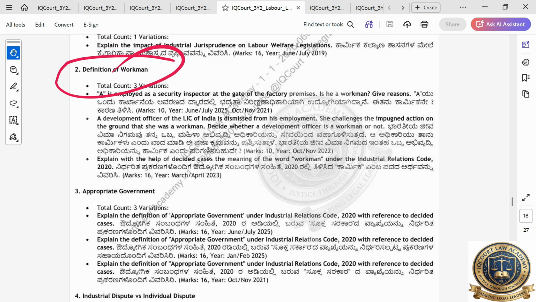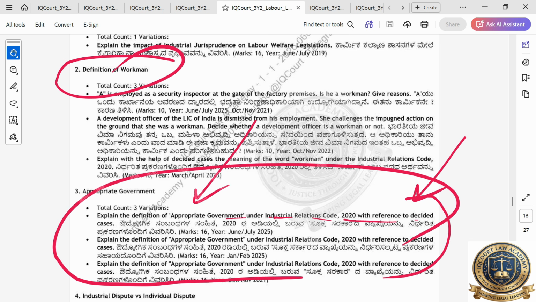Definition of workman. We have aligned each question as per the new syllabus. You can see, as per the new syllabus: Explain the definition of appropriate government under Industrial Relations Code 2020 with reference to decided cases. See, appropriate government is nothing but central government and state government. Railways and defense come under central government. Very simple. Shops, schools, agriculture come under state government.